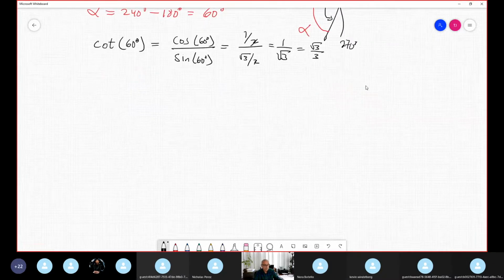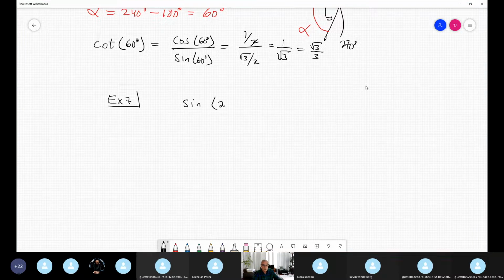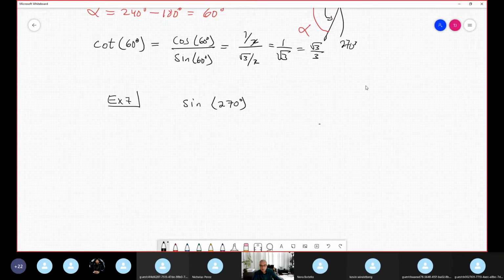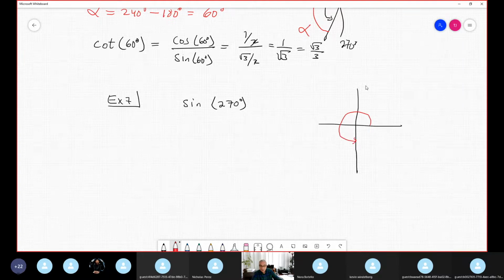Example 7. Sine of 270 degrees. This is confusing. In what quadrant does 270 degrees lie? It's on the line. Exactly. No quadrant, it's quadrantal. If it's quadrantal, it's that angle. Very, very well. 270 degrees.